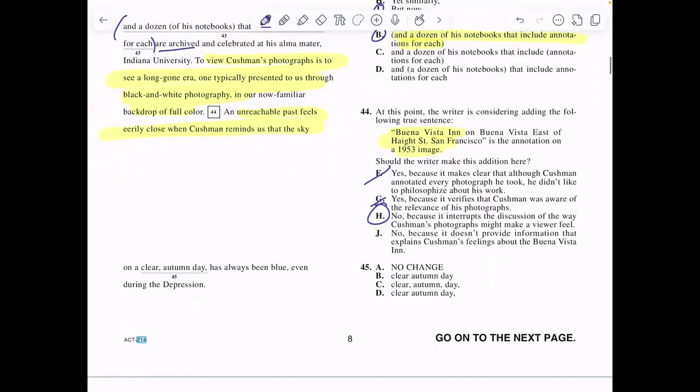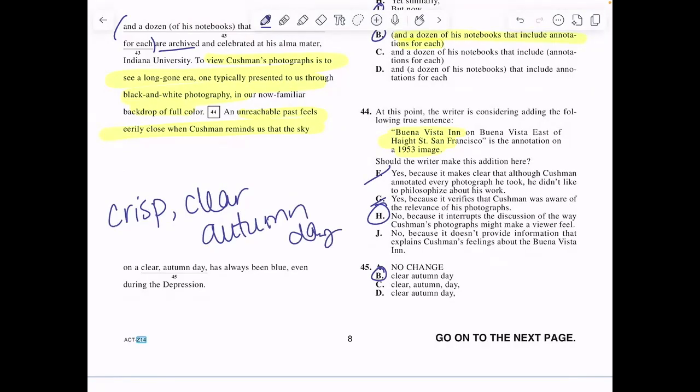An unreachable past feels eerily close when Cushman reminds us that the sky on a clear autumn day has always been blue, even during the Depression. So on a clear autumn day, I think it's B. So remember, if it had said crisp, clear autumn day, that's when we would add that first comma to separate two descriptions. But because autumn day is our subject, this is our one description, we need no commas. So again, don't over add commas if you're on the fence, leave them out.